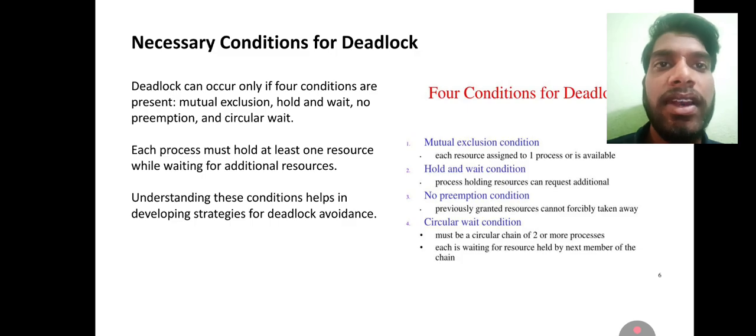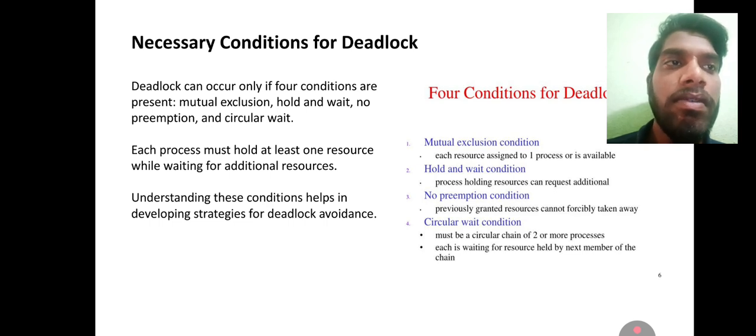Necessary conditions for deadlock. Deadlock can occur only if four conditions are present: mutual exclusion, hold and wait, no preemption, and circular wait. Each process must hold at least one resource while waiting for an additional resource. Understanding these conditions helps in developing strategies for deadlock avoidance.